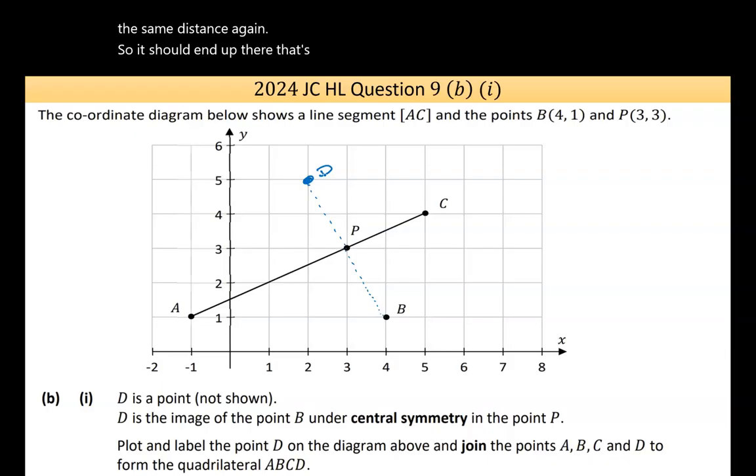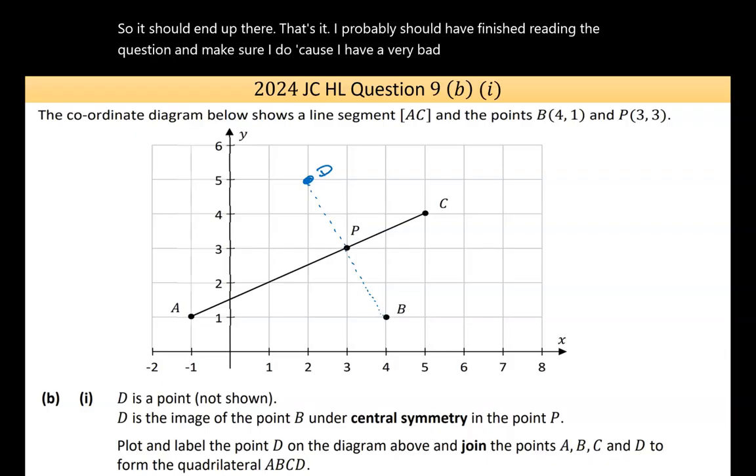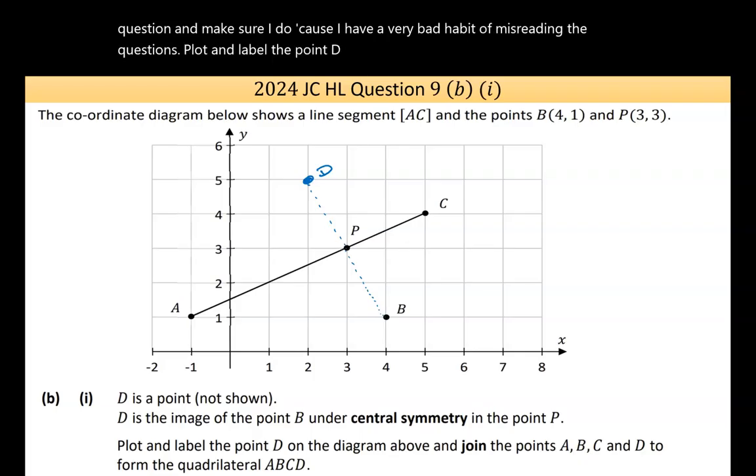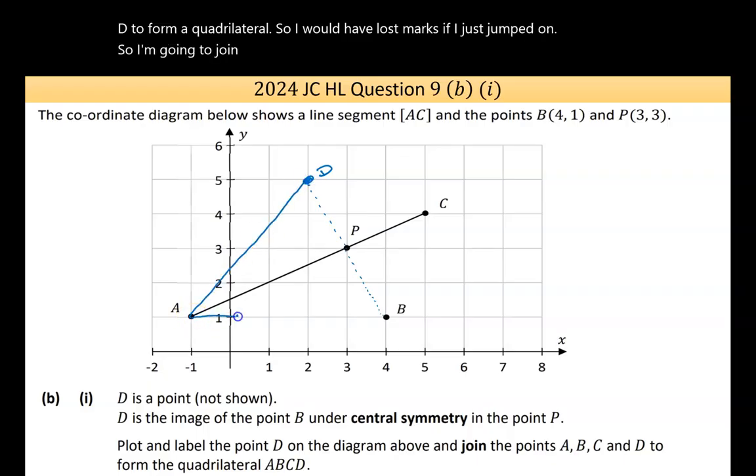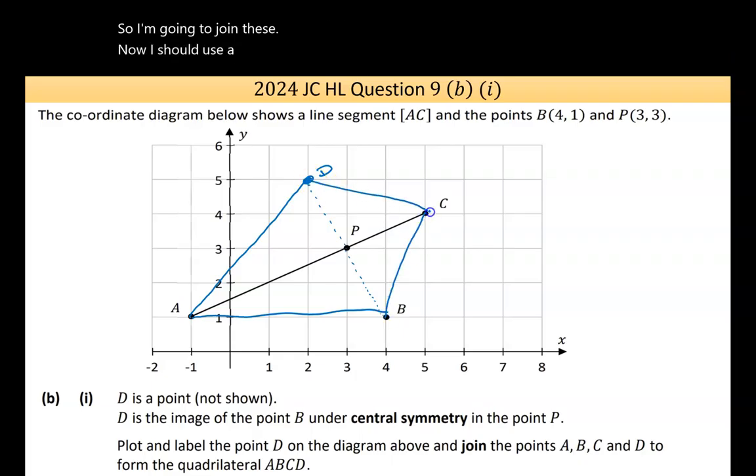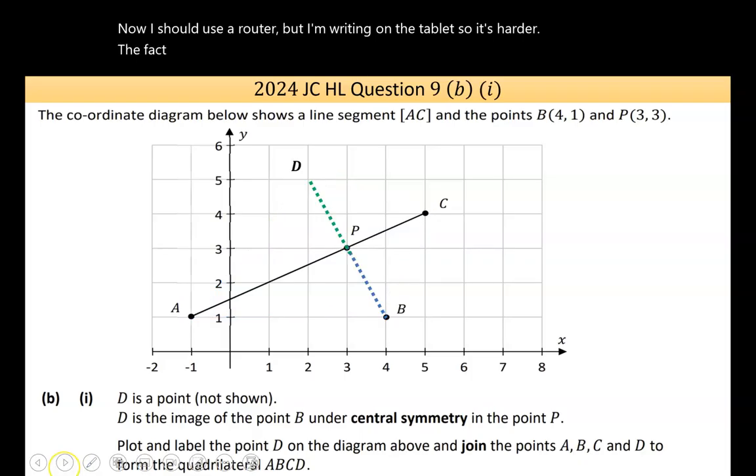That's it. I probably should have finished reading the question and make sure I do, because I have a very bad habit of misreading the questions. Plot and label the point D on the diagram above. Join the points A, B, C, and D to form a quadrilateral. So I would have lost marks if I just jumped on. So I'm going to join these. Now I should use a ruler, but I'm writing on a tablet, so it's harder. Okay, that's that. Now I'll push on.